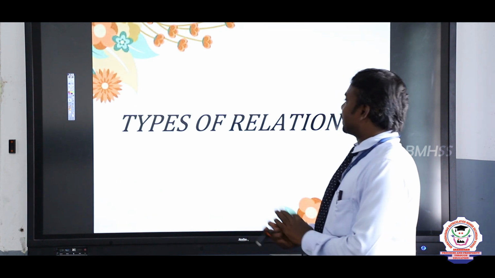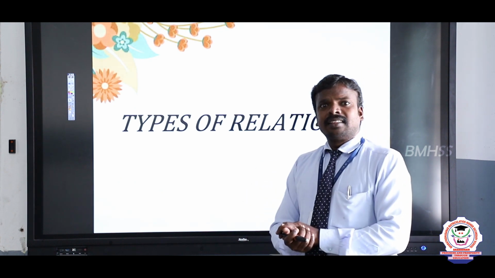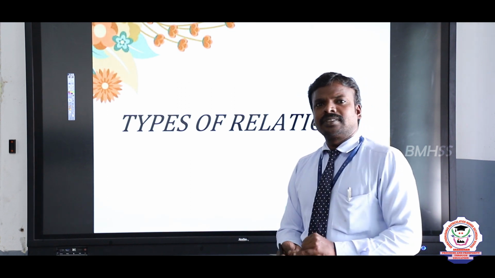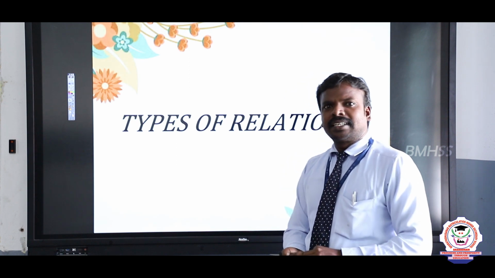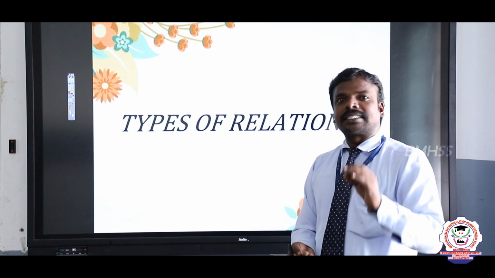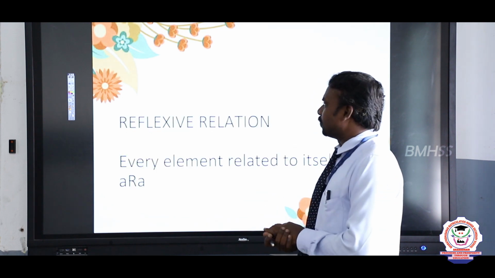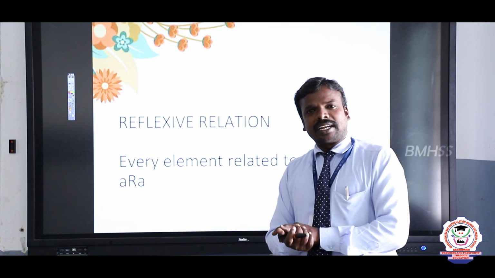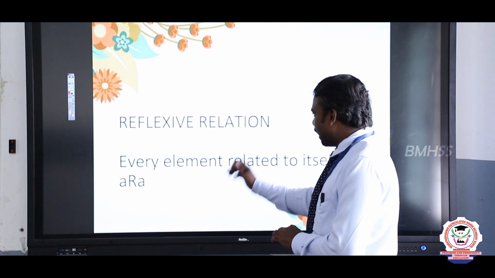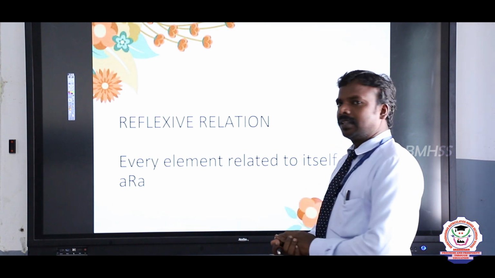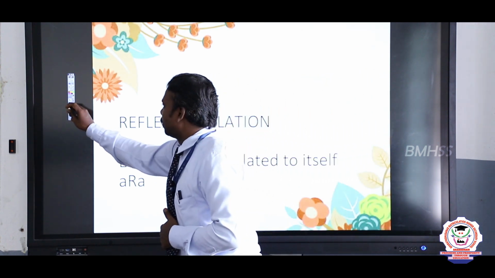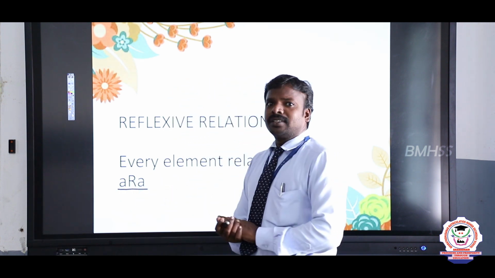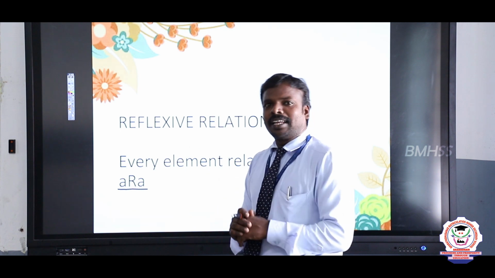Types of relations. There are three types. First one is reflexive, second one is symmetric, and third one is transitive. What is reflexive? In the reflexive relation, we have to consider only one element. Every element is related to itself. Now here you can see this. A is related to A. So the same element is related to that element.